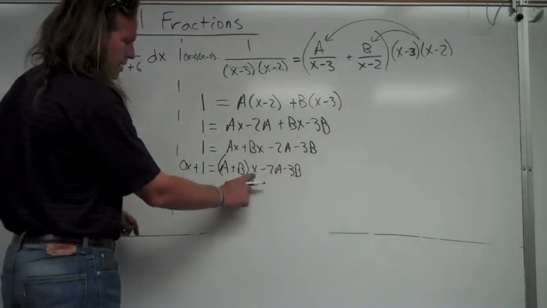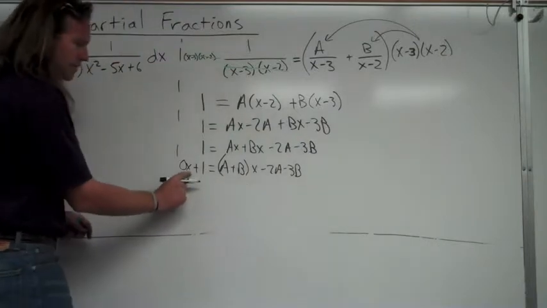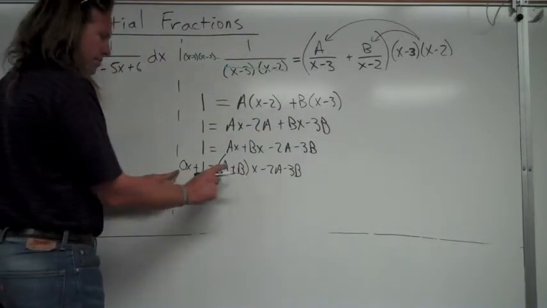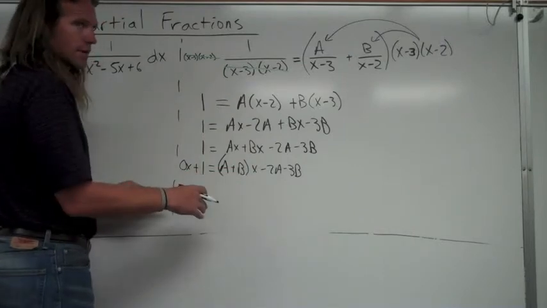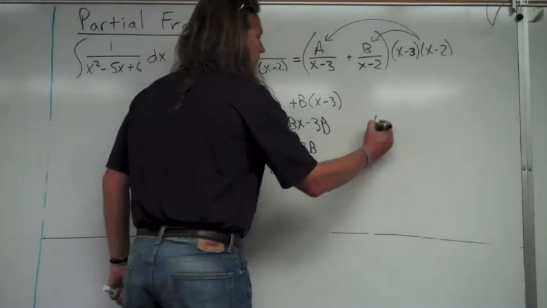So on the right side, I see an x here, so the number in front of x is A plus B. On the left side, I see an x, the number in front of x there is 0. So that means that, on both sides, the numbers in front of x have to be the same, so that means that A plus B has to equal 0. Write that right here.